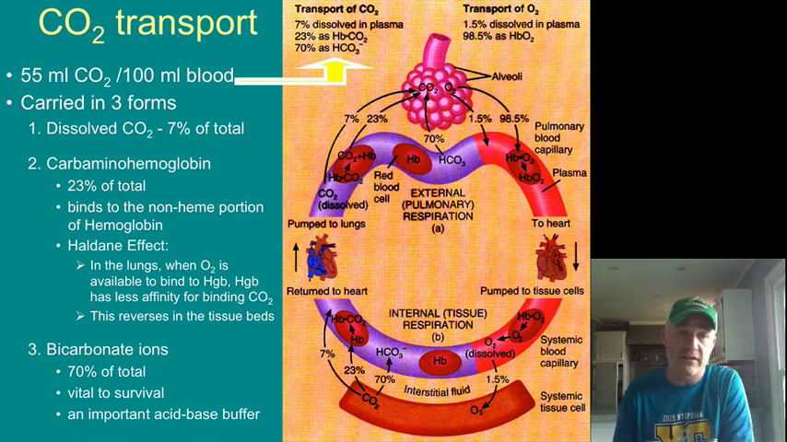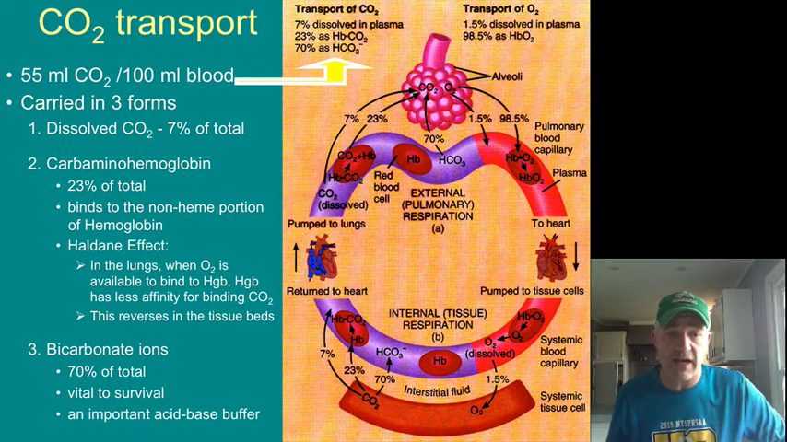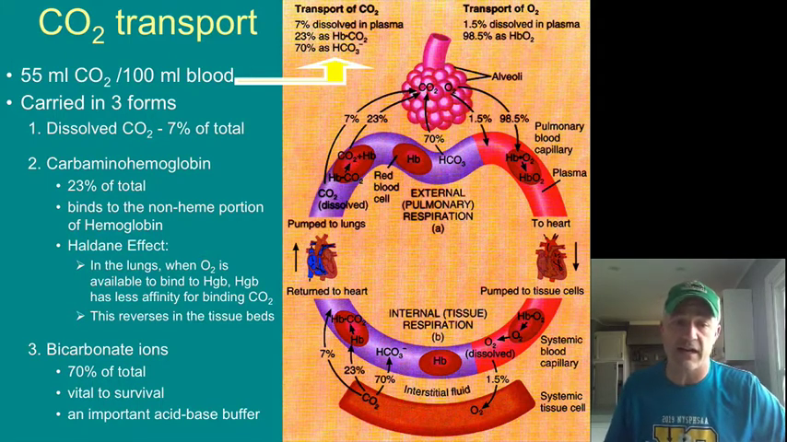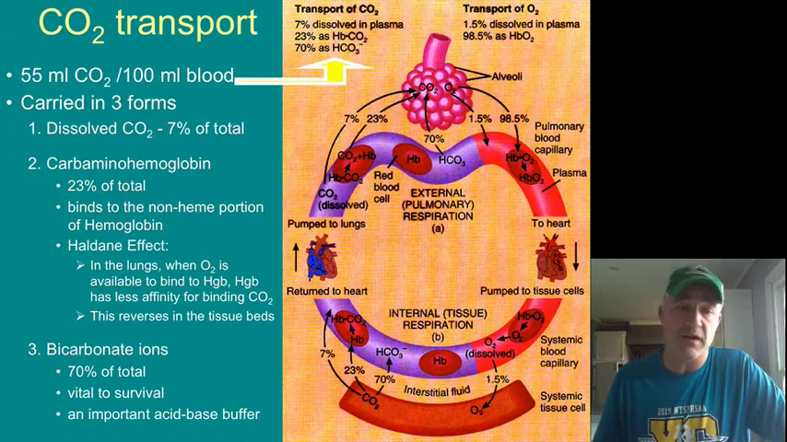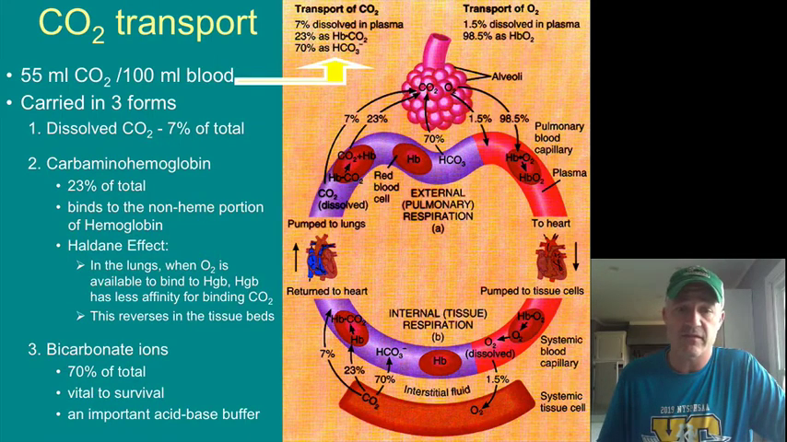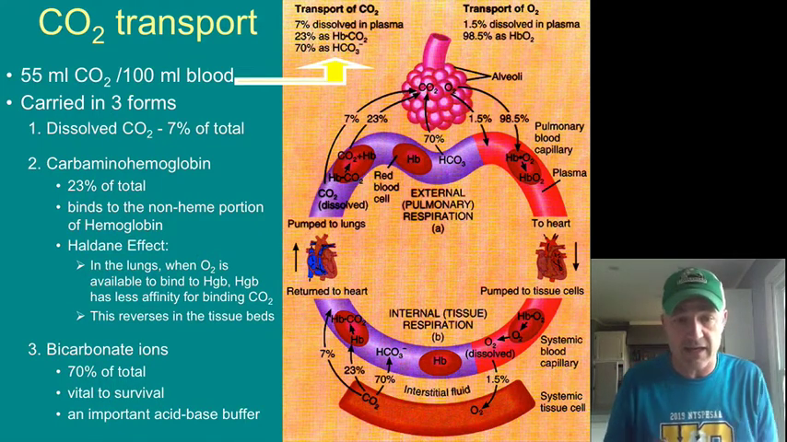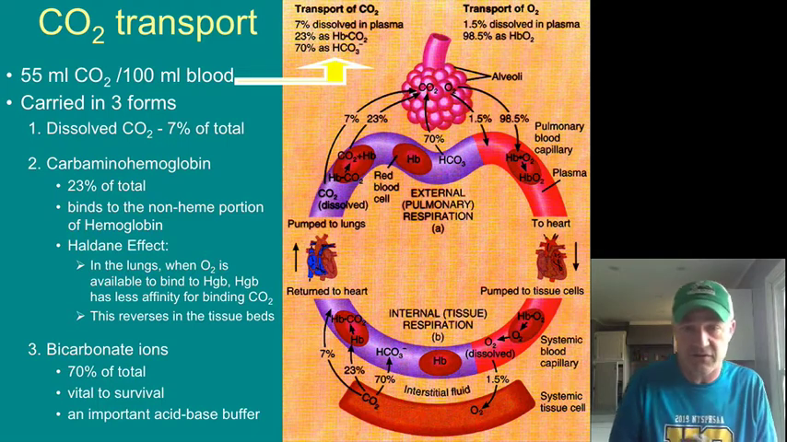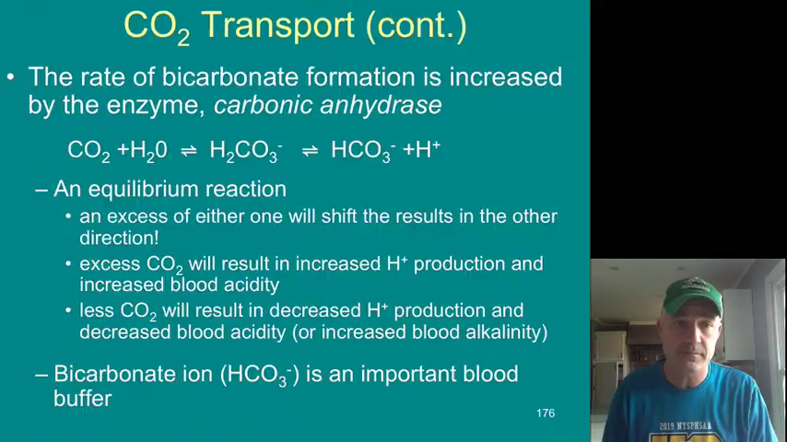The last way it's bound, and the vast majority, about 70%, is binding to what is called a bicarbonate ion and acting as a blood buffer system. So we have carbon dioxide altering this molecule that is present in the bloodstream, this bicarbonate ion, and either releasing some hydrogen ions or not, as we'll see.